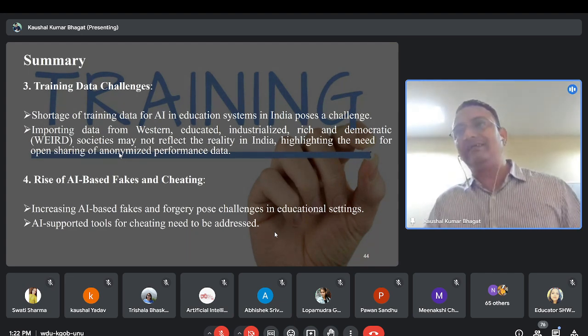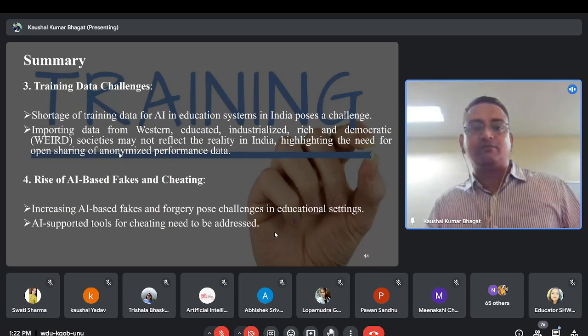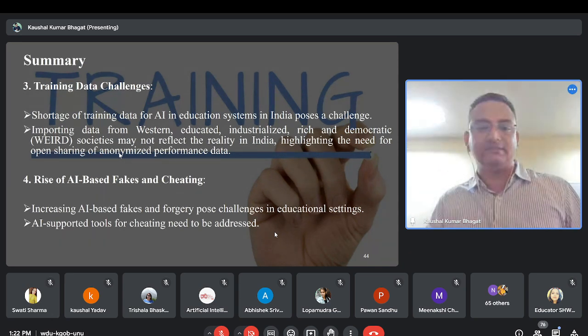So the data we are using to train our model, the problem is that it is giving us bias, right? Because that data is not related to our culture. So whatever the decision, there could be some kind of bias.